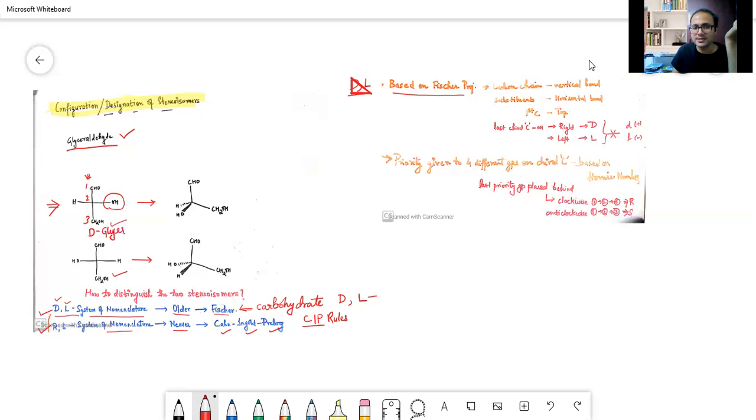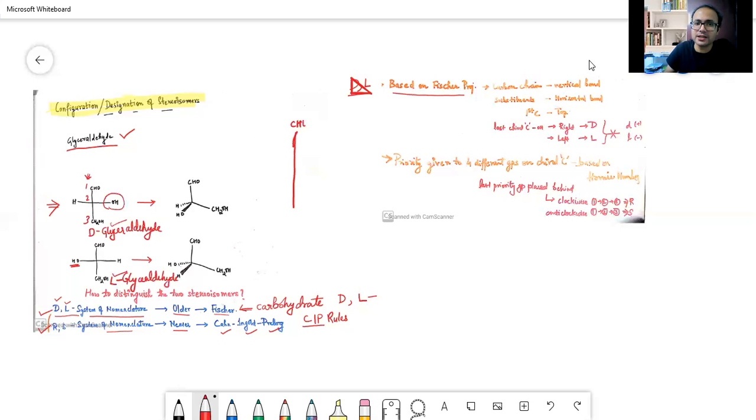This is D-glyceraldehyde. Similarly, in this particular case, the mirror image, the OH is on the left side, so it is called L-glyceraldehyde. This is a very old system of nomenclature. So for example, I'll go to a little bit more complex one. For example, glucose. Glucose is a 6-membered chain.